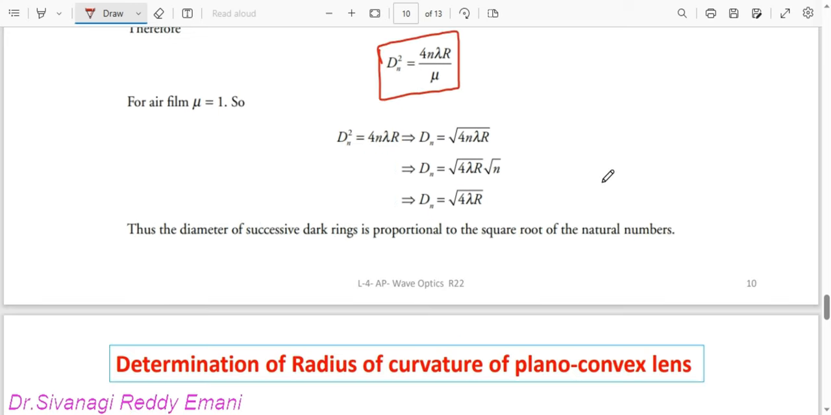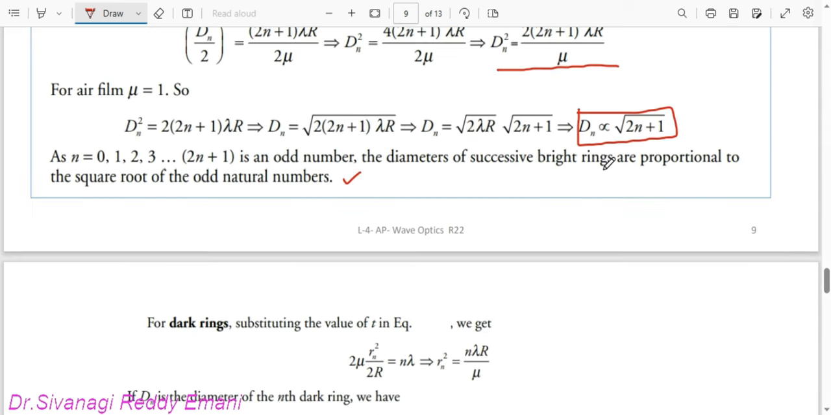On the same line, we will get dn is equal to under root of 4nλR. So the diameter of successive dark rings is proportional to the square root of the natural numbers. So basically, dn is directly proportional to root n. The diameter of successive dark rings is proportional to the square root of natural numbers, whereas for bright rings, it is proportional to the square root of the odd natural numbers.